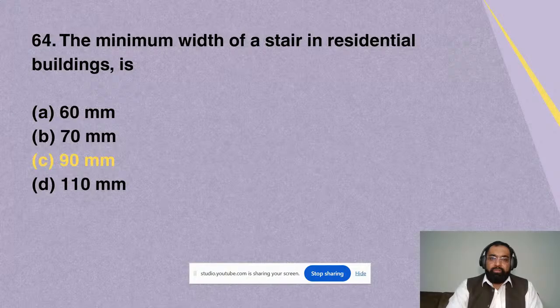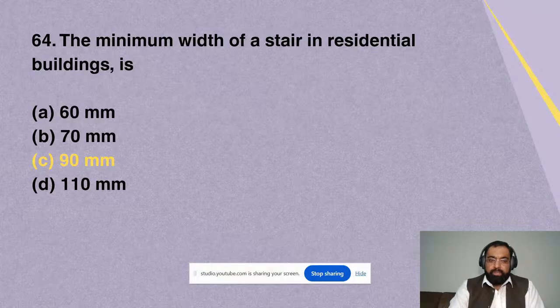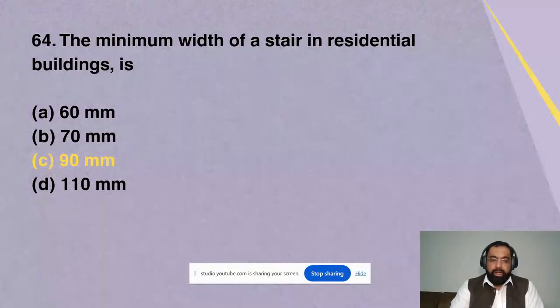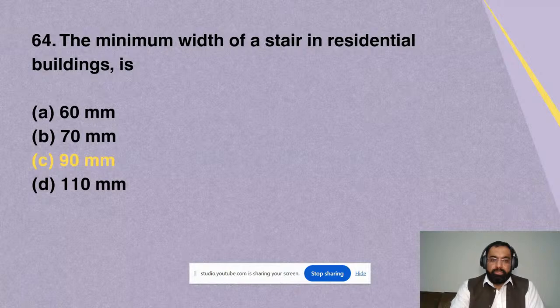64. The minimum width of a stair in a residential building. The minimum width of a stair in a residential building is 90 cm. So option A was 60, B is 70, C is 90, D is 110. So option C is correct for this question, which is 90.